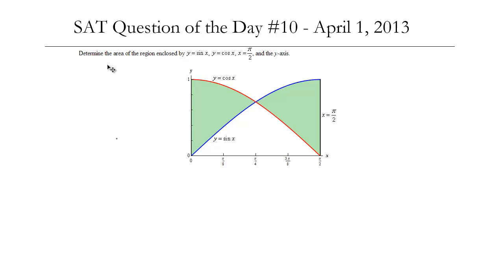So let's see. Determine the area of the region enclosed by y equals sine of x, y equals cos of x, x equals pi over 2, and the y-axis. So it's quite clear what we have to do, right? We've got two curves. We've got to find the area in between the curves. So we're going to have to do an integral of some kind.